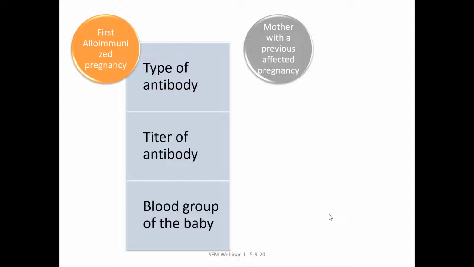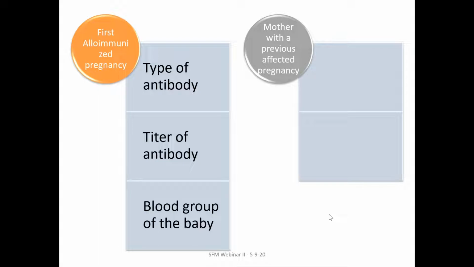Now, when you know that there is a mother who has already had an affected pregnancy in one of her previous pregnancies, then the first two factors are completely taken out of the equation, because you know that there is definitely an antibody that is significant, probably a group 1 antibody. So the type of antibody does not matter anymore, because you know there is a significant type involved. The titer of the antibody again is not relevant now, because you know that unless there was a titer that was significant, the prior pregnancy would not have been affected.